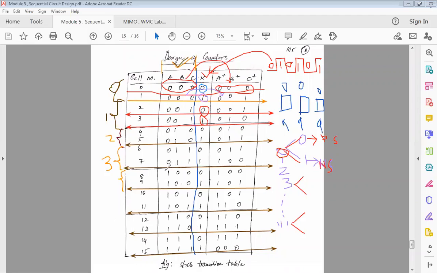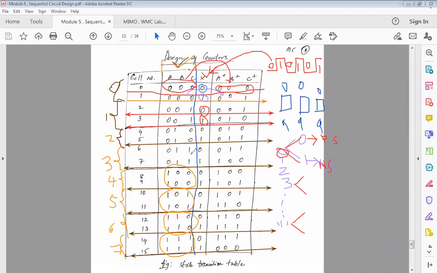Then this thing here is what? 4. And this is going to check for 5. And here, what value is it? 6. Good. And at the last? 7. Good.